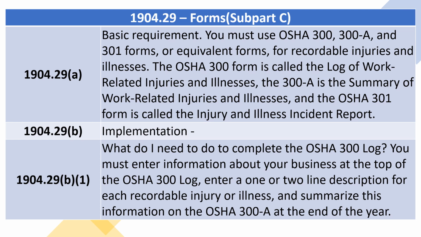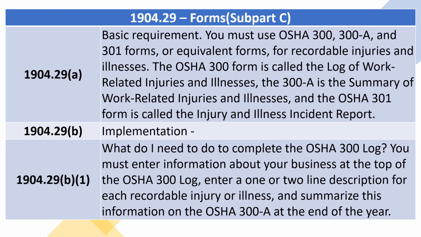1904.29a. Basic requirement. You must use OSHA 300, 300A, and 301 forms, or equivalent forms, for recordable injuries and illnesses. The OSHA 300 form is called the Log of Work-Related Injuries and Illnesses, the 300A is the Summary of Work-Related Injuries and Illnesses, and the OSHA 301 form is called the Injury and Illness Incident Report.